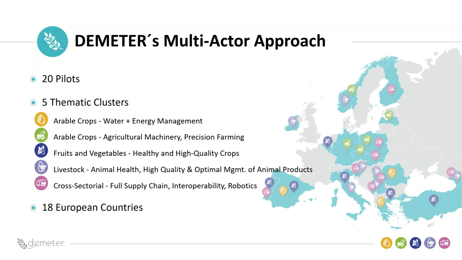The fourth cluster is dealing with livestock, animal health, high quality and optimal management of animal products. And last but not least, we have a cross-sectoral cluster addressing the full supply chain, interoperability and robotics. These pilots define the real-life problems that we are addressing in DEMETER, and we will have a presentation on pilot 5.1, from the 5th cluster, later on. I'm looking forward to hearing about their real-life problems, their challenges, and how we want to provide solutions to them.